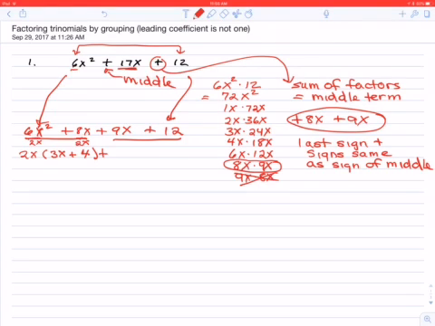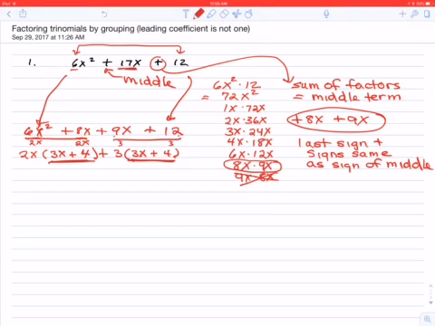I see in the last group of 2 that 3 goes evenly in each, so I'll take out a 3, and then I'll divide by it. 9x divided by 3 is 3x. Bring down a sign. 12 divided by 3 is 4. So I end up with, actually, another common factor.